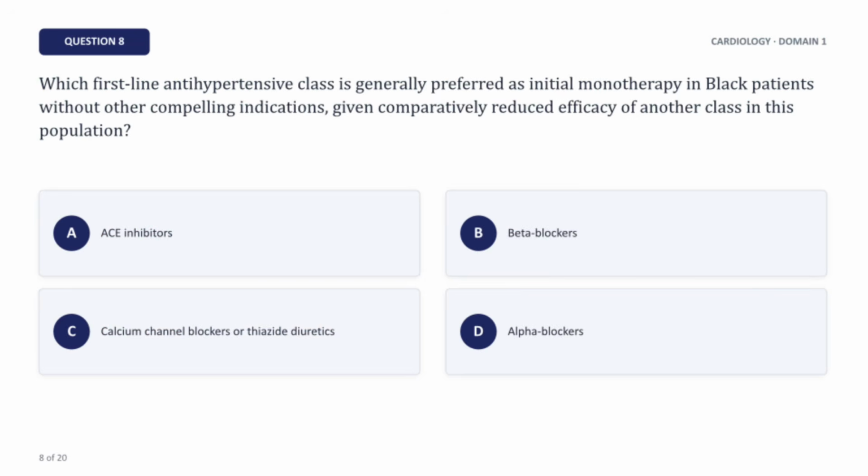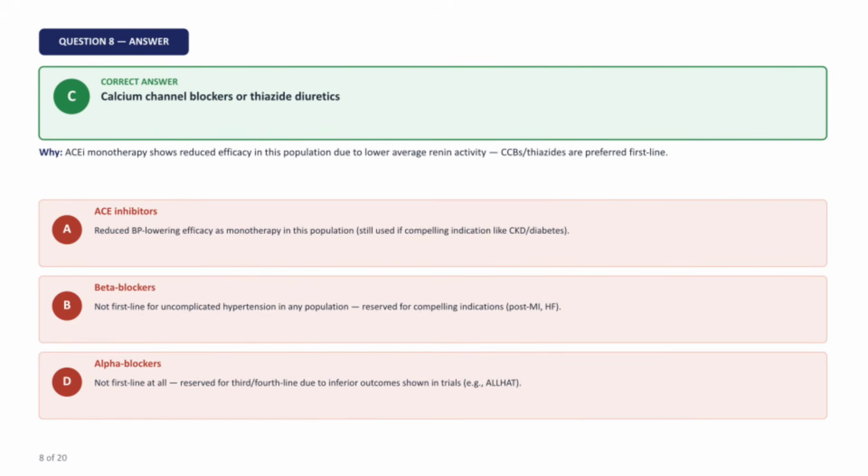Next question. Question number 8. Which first-line antihypertensive class is generally preferred as initial monotherapy in Black patients without compelling indications, given comparatively reduced efficacy of another class in this population? Option A. ACE inhibitors. Option B. Beta blockers. Option C. Calcium channel blockers or thiazide diuretics. Option D. Alpha blockers. The correct answer is option C.